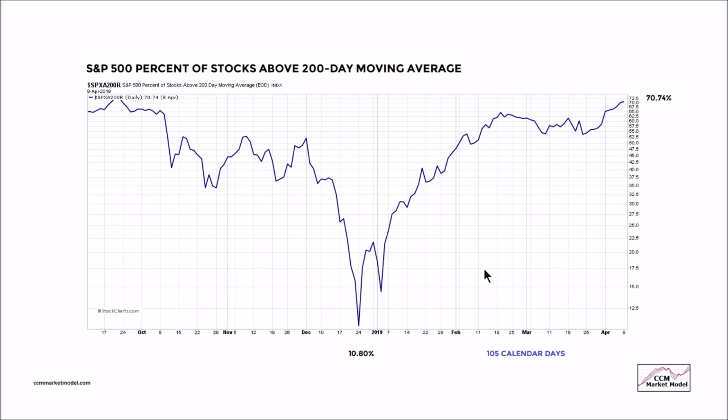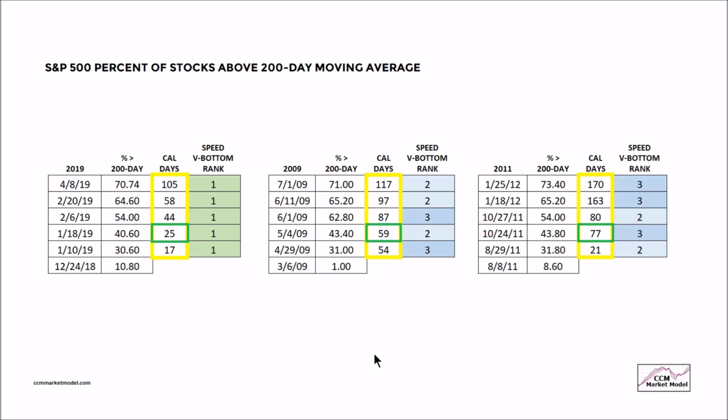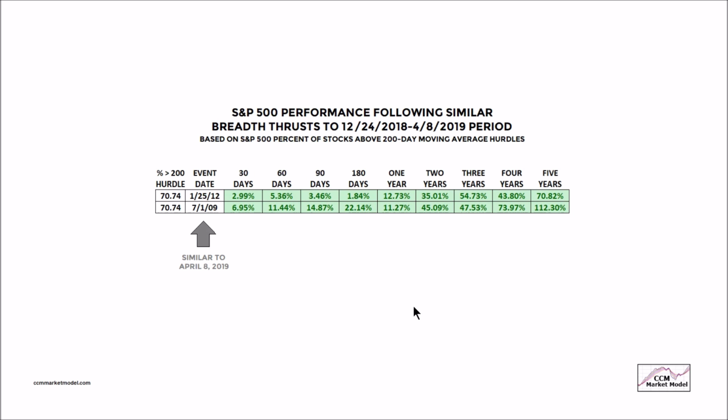How is this helpful? This is a set of facts that just happened in the present day. Based on the data that's available to us, these are the only 2 periods in history where something similar happened. It's not identical, it's similar. And if anything, in the present day, you can make the argument that the 2019 thrust is more impressive than the 2009 thrust and the 2011 thrust. And in those cases, really good things happen for a long period of time.